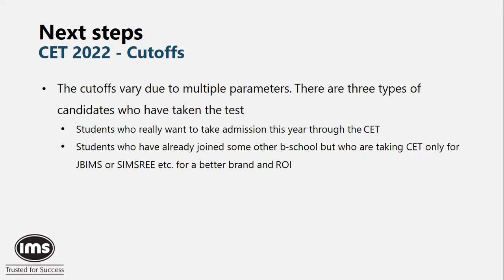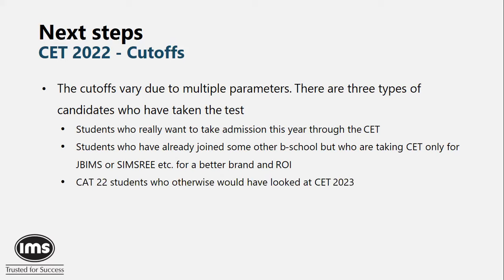The second is students who have already joined some other B school, but who are taking CET only for, say, a JBIMS or a SIDNAM. So let's say there is somebody who is studying at a particular institute and has joined for a PGDM program, and the program started in June. But now the student had an opportunity to take the CET just to see if the person can get, let's say, a JB or a SIDNAM, and that is why the person has taken it. So it could be because of better brand or ROI. And lastly, CAT 22 students who otherwise would have looked at CET 23 have also taken the test.